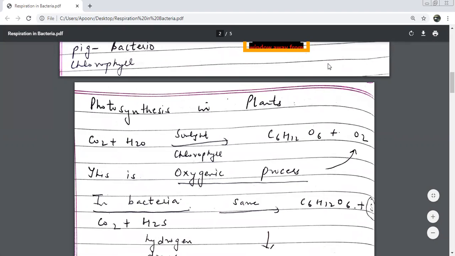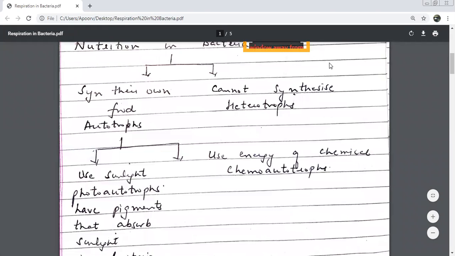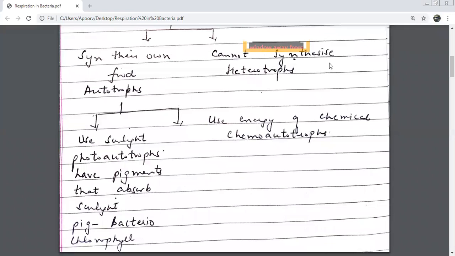I haven't seen that properly. Okay, no issues. I'll explain it once again to you, beta. See here, this is it.